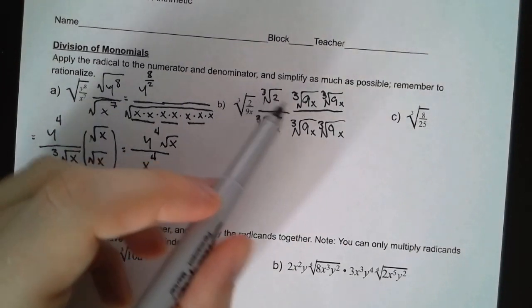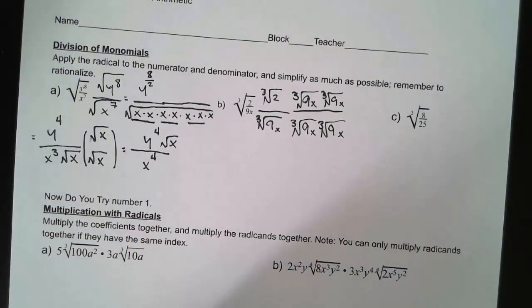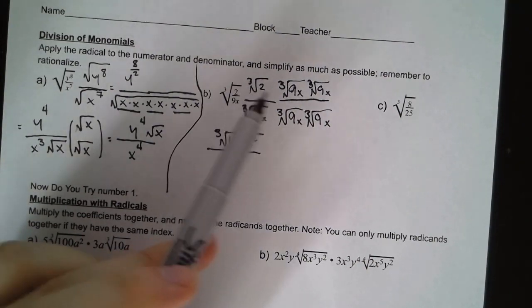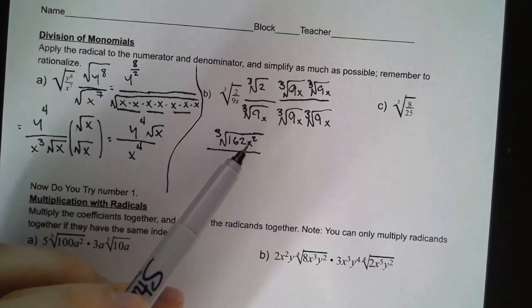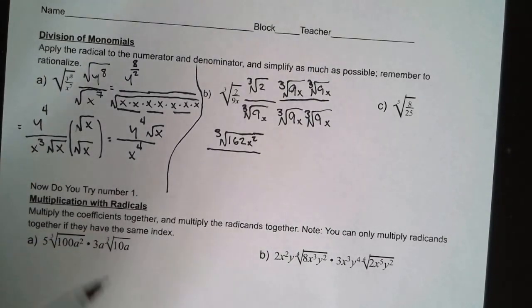So we could take 2 times 9x times 9x in the numerator, which will give you 162x squared. That's 2 times 9 times 9 is 162, and then this x times x is x squared, and that's still underneath this cube root radical.